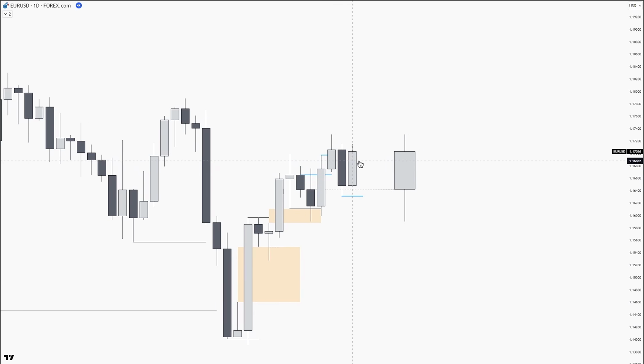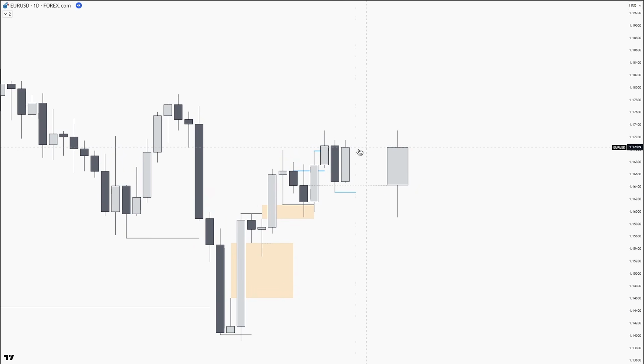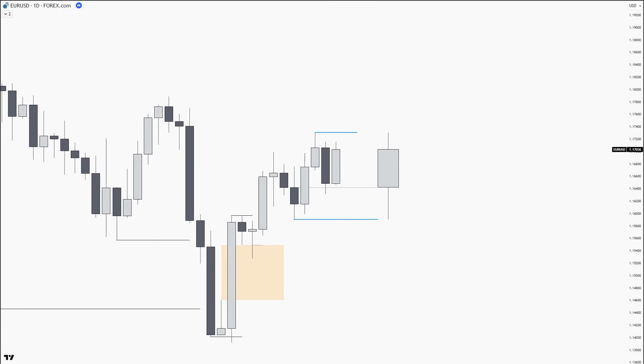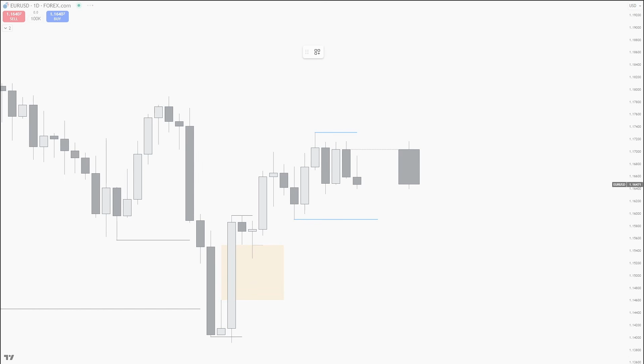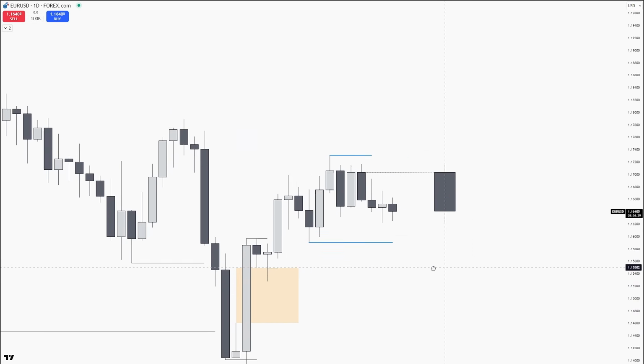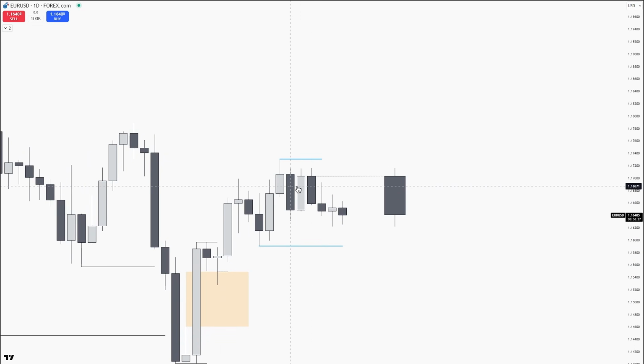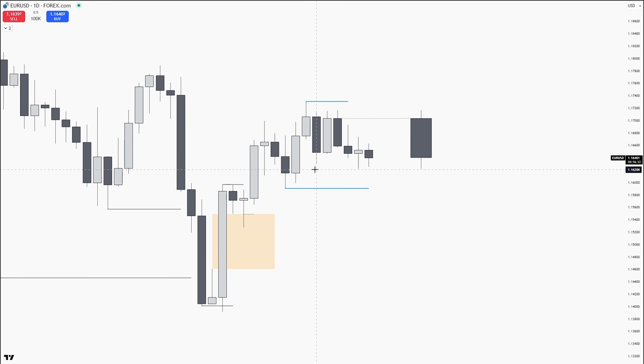And the Friday's candle is in between the Thursday candle. Now we are in a consolidation from this range high to this range low. And now this is the current price section within that consolidation range. We cannot decide where the price is going.